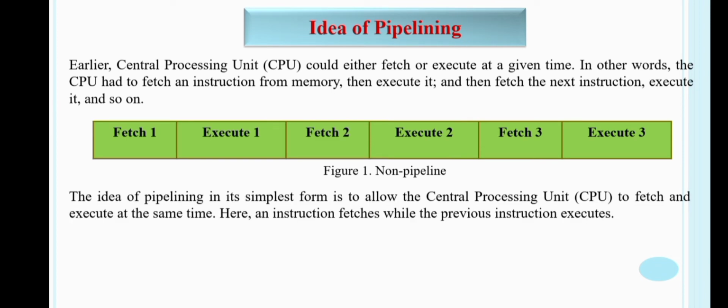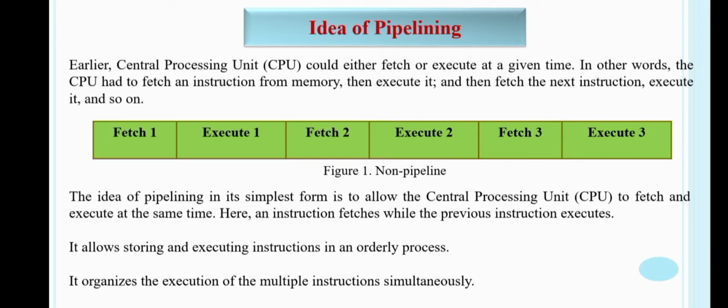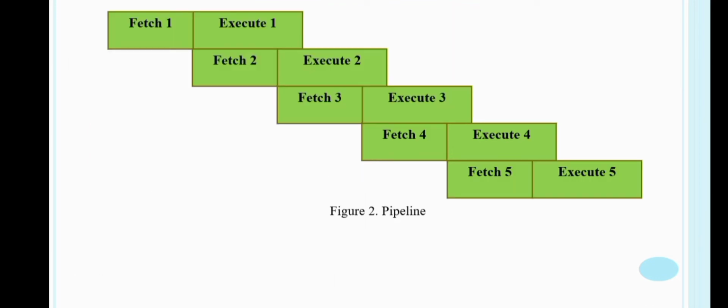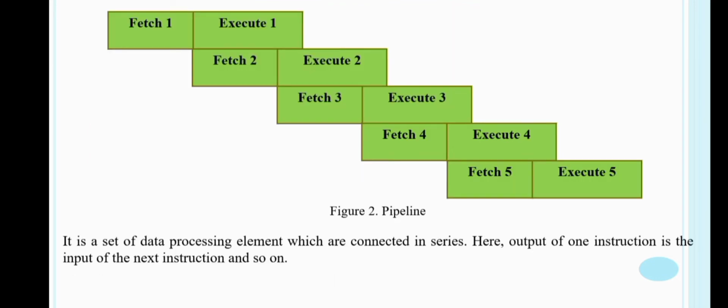The idea of pipelining in its simplest form is to allow the central processing unit to fetch and execute at the same time. Here an instruction is fetched while the previous instruction executes. It allows storing and executing instructions in an orderly process. It organizes the execution of multiple instructions simultaneously. This is the diagram of pipeline.